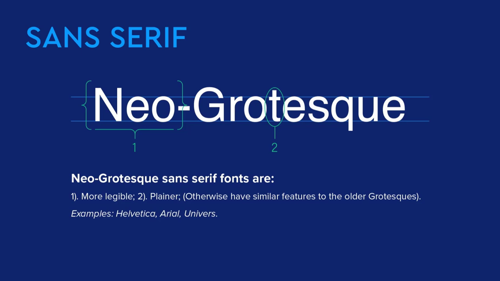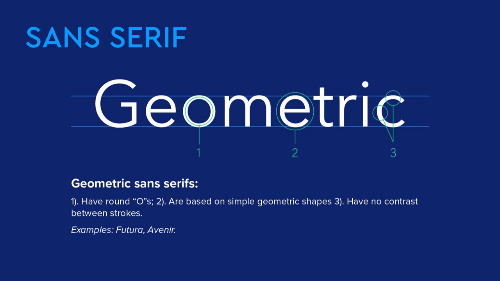Then the next subcategory in the sans serif is geometric. The place highlighted as number one, we have round, round holes, as you can see. The place we highlight as number two, that is the E, is based on a single geometric shape. The places highlighted as number three have no contrast between strokes. A very good example of this is Futura and Avenir.